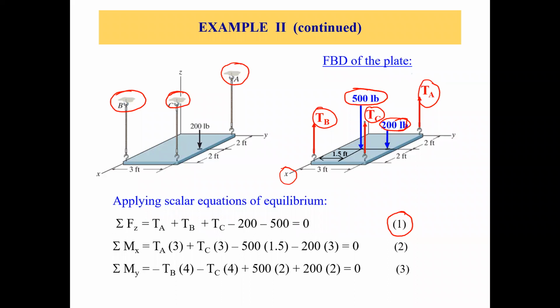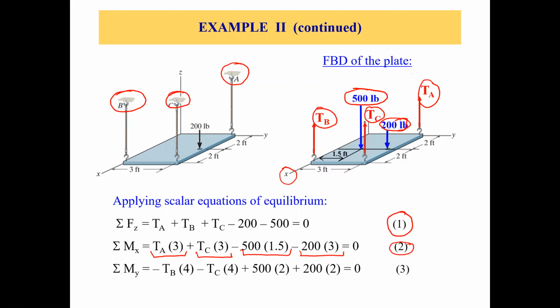It doesn't have any moment arm. So the only forces which have the moment arm are TA, TC, 200 pounds and 500 pounds, because they have their own moment arm with respect to the x-axis. So we'll have TA times 3, TC times 3. Both of them are positive because they are creating counterclockwise moment, right? And then 500 times 1.5 and 200 times 3, both are negative because these forces are creating clockwise moment around the x-axis, right? So that's how we get our second equation.